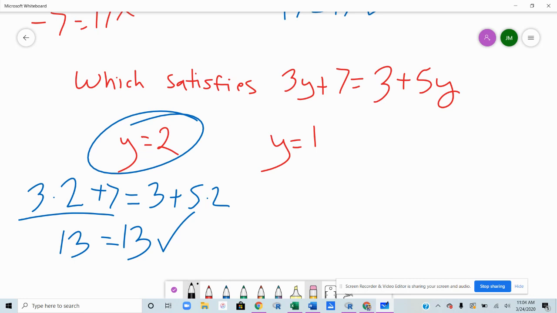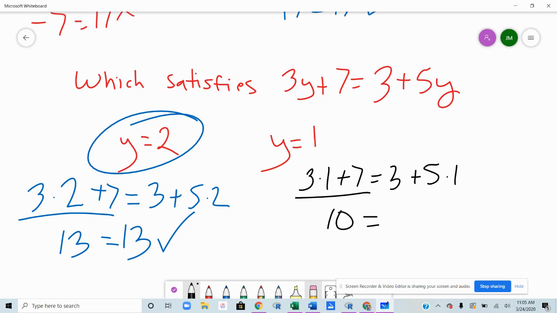Okay, on this one, you wouldn't need to go through and do a second part because you know your answer is the first one, but just to show you that it doesn't work so you can see that example. 3 times 1 plus 7, and see if that equals 3 plus 5 times 1. 3 times 1 plus 7 gives me 10. Then you're going to type your other side in your calculator, 3 plus 5 times 1, or of course you can be doing these in your head also. 3 plus 5 times 1 gives me 8. Does 10 equal 8? No, it doesn't, which is why y does not equal 1.